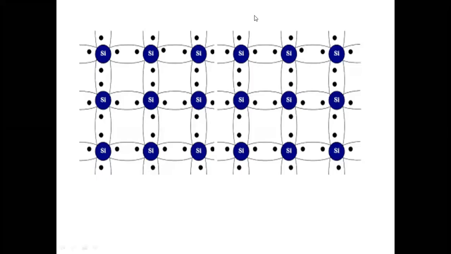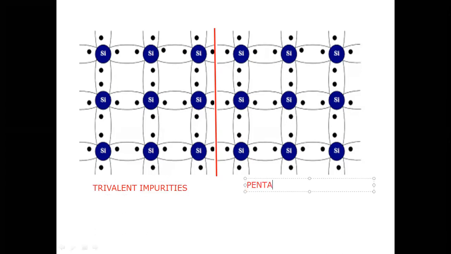If I take a semiconductor substrate, in which half of the semiconductor material I am doping with trivalent impurities, and the remaining half of the semiconductor material with pentavalent impurities, then a PN diode is formed here.